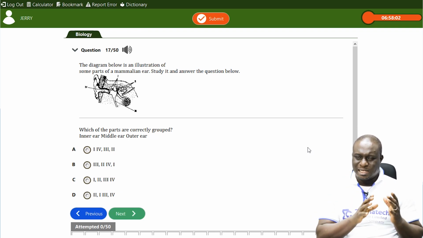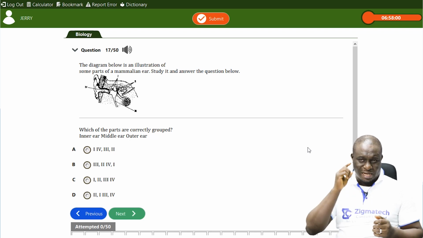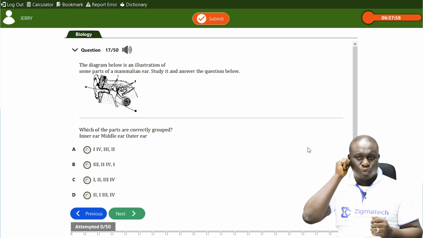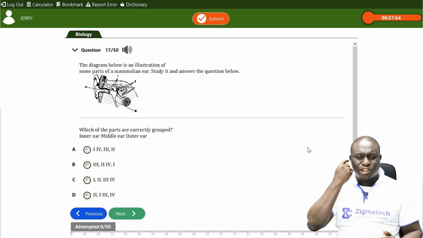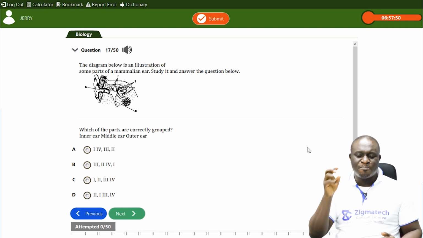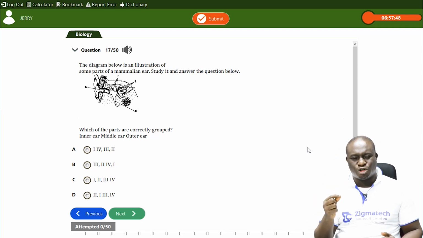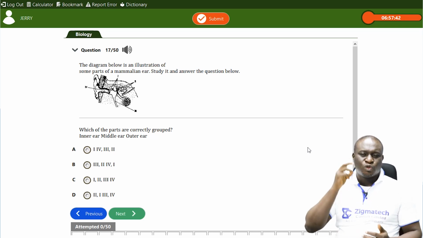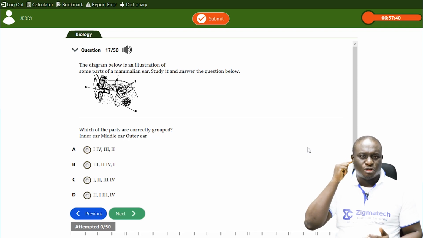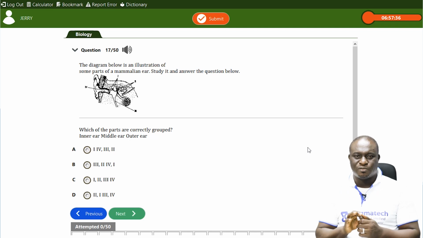Now, the outer ear consists of the external part of the ear, which is the pinna. We also have the auditory canal, which is a passage into the middle ear, and then we have the eardrum. These are what make up the outer part of the ear. We have the pinna, the auditory canal, and the eardrum. That's the outer part of the ear.